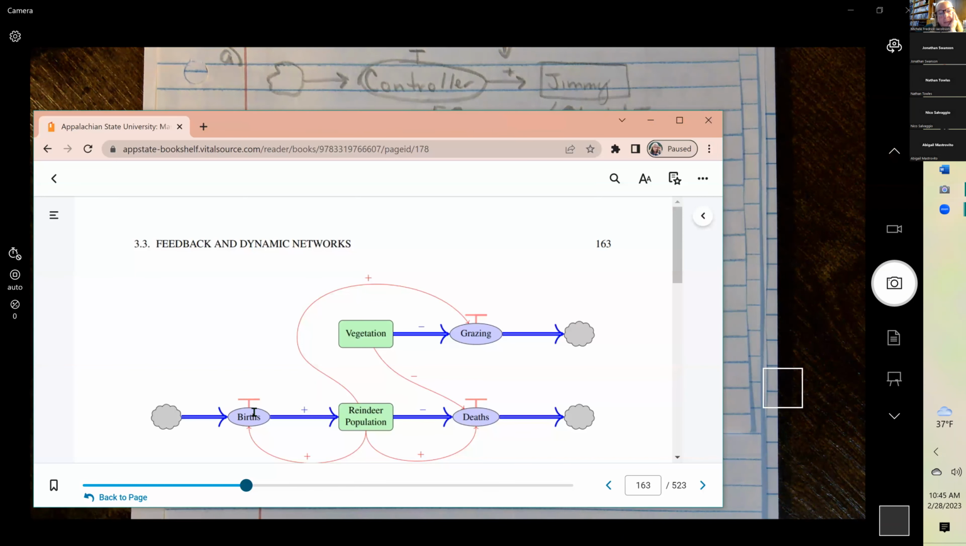There's this one, and I would not put that on a test. If I did, I would say vegetation to grazing to reindeer population to death, so then you know which one I'm talking about. But I don't think I would do that. Might have you put the plus and minuses though.